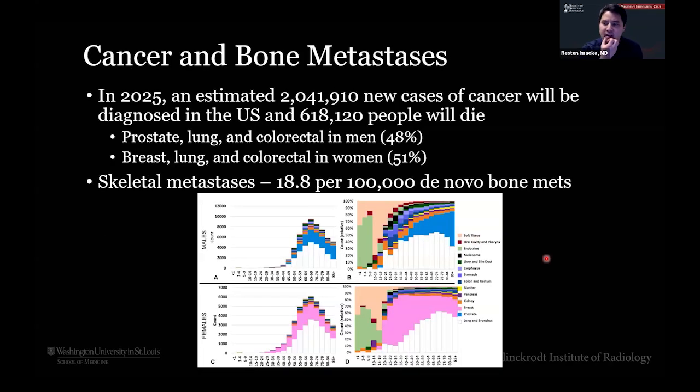Cancer diagnoses, as we all know, are always on the rise. If you look at the world in 2022, there were almost 20 million new cases and 10 million deaths. By 2050, we're going to have 33 million diagnoses and 18 million deaths. That's an increase of more than 50% in the next 25 years. In 2025, an estimated more than 2 million new cases of cancer were diagnosed, and 600,000 people were unfortunately going to die from it.